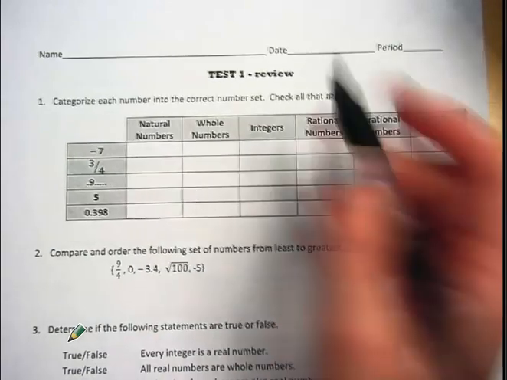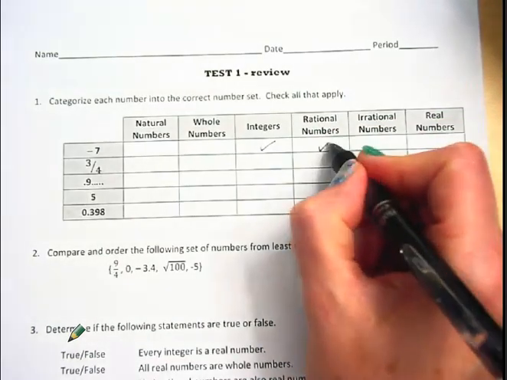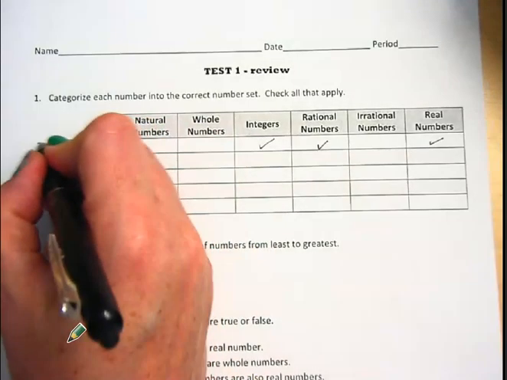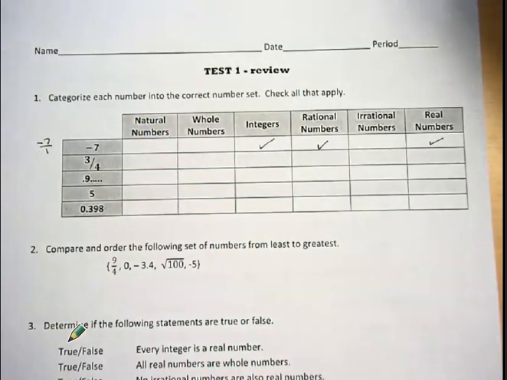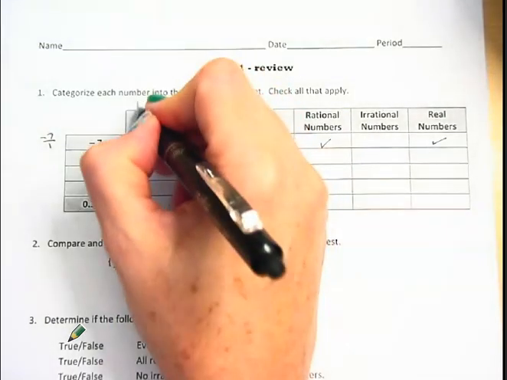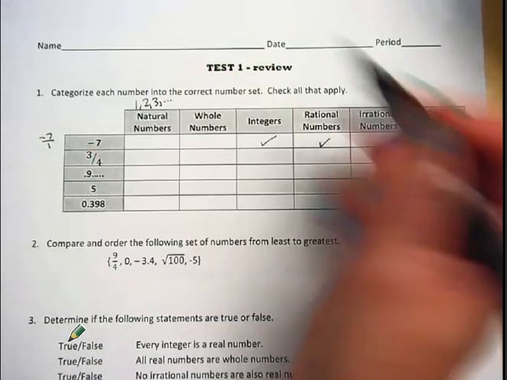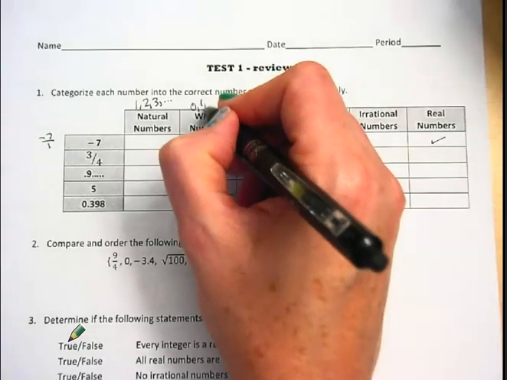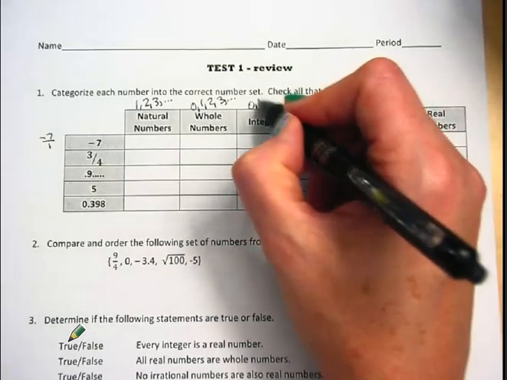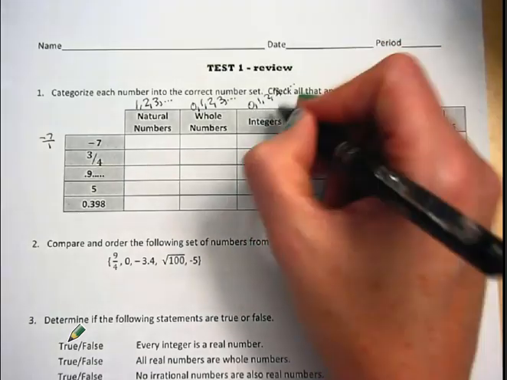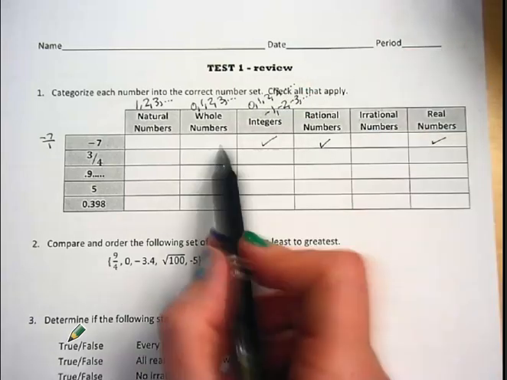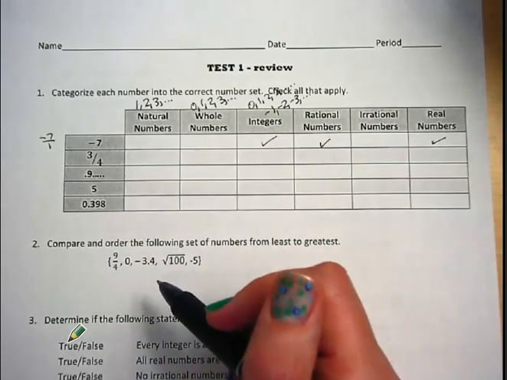-7 is an integer and a rational and a real number. Remember, it's rational because it can be over 1, which means it can be a fraction. Therefore, it's rational. Remember that natural numbers are 1, 2, 3, and so on. Whole numbers are 0, 1, 2, 3. Integers are all of those plus the negative version of the whole numbers, -1, -2, -3.